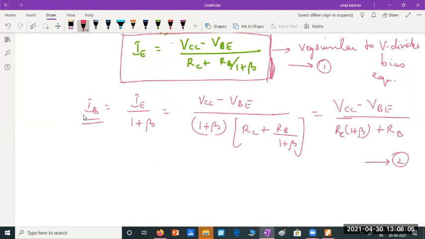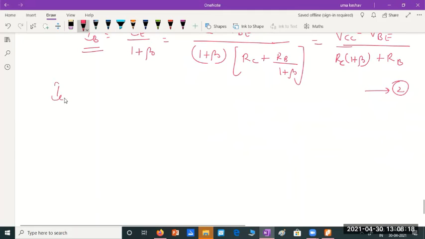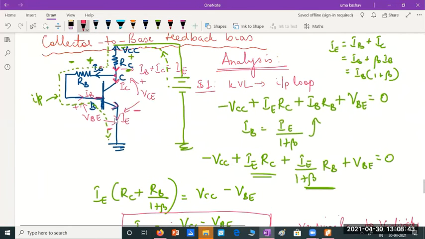So I told you, you could have directly written IB first and then got IE, or you can write IE first and get IB from this. We have done it both ways, so you'll know either way how to do it. Once you have IB, IC, step 2 in our analysis was finding IC from IB, which is beta times IB. And step 3 is to apply KVL to the output loop so that you will be able to find the collector emitter voltage. Can you do that in this circuit?